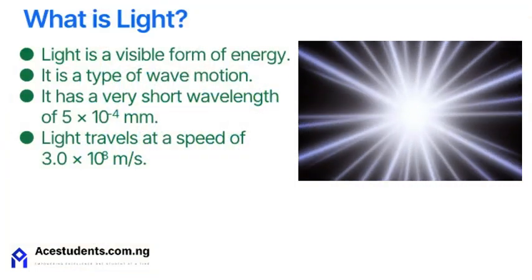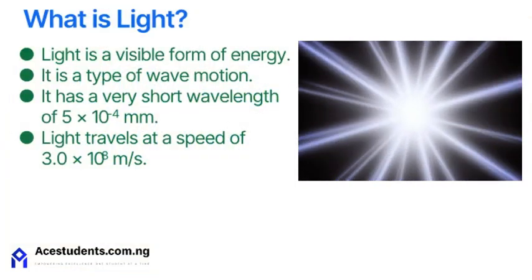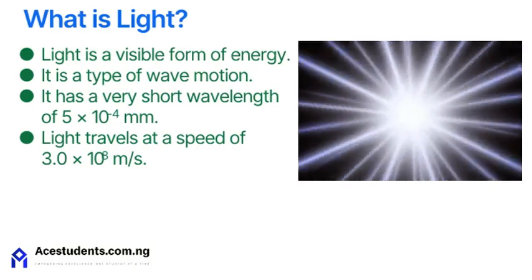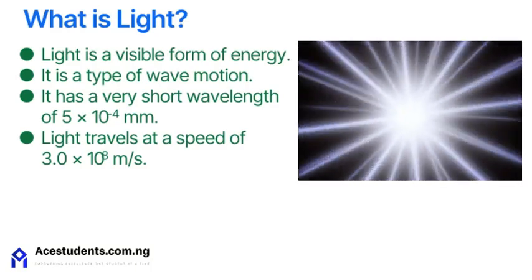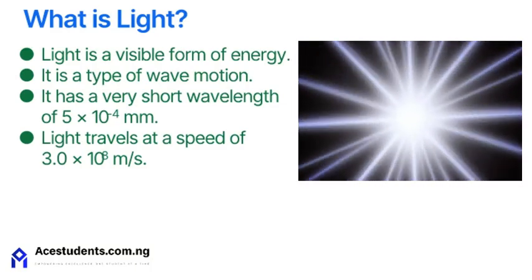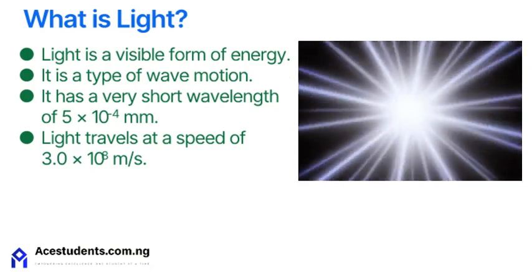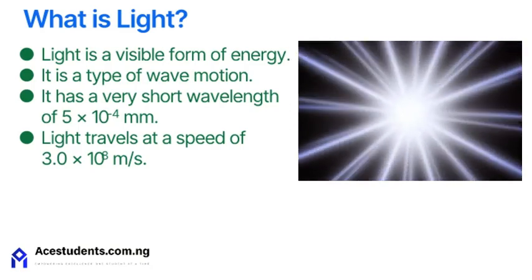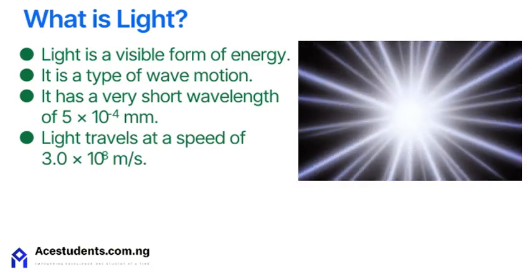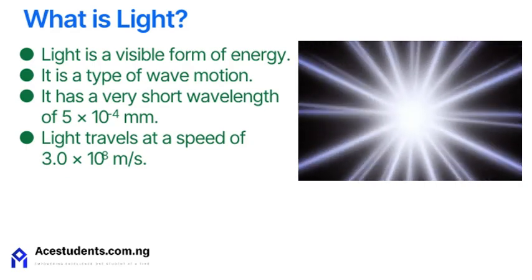Light is a visible form of energy. It behaves like a wave and has a very short wavelength of 5 times 10 raised to power negative 4 millimeters. Light travels extremely fast, at a speed of 3.0 times 10 raised to power 8 meters per second.